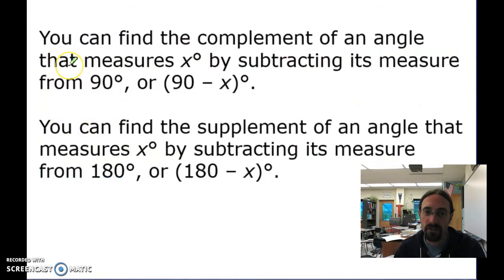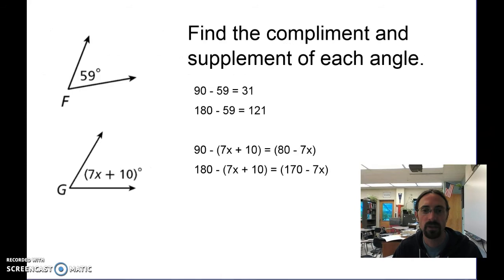So you can find the measure of a complement by subtracting its measure from 90, or 90 minus x. The same is true for the supplement of an angle: subtract its measure from 180. Let's try this. Find the complement and supplement of each angle. If angle F is 59 degrees, then its complement is 90 minus 59, and that's 31. Its supplement would be 180 minus 59, and that is 121.